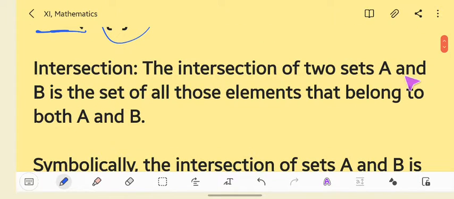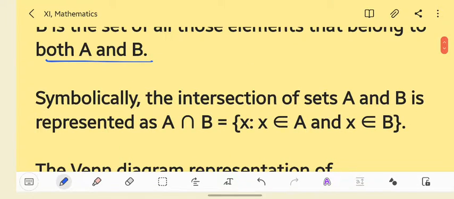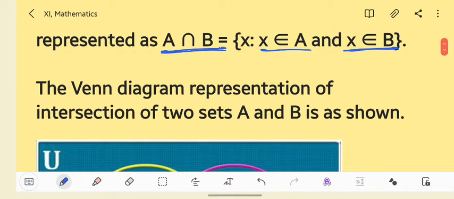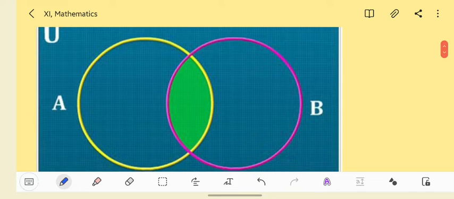The intersection of two sets A and B is the set of all those elements that belong to both A and B. Alright, and symbolically we represent this by A intersection B, where x belongs to A as well as x belongs to B. The Venn diagram representation of intersection of two sets A and B is shown here.